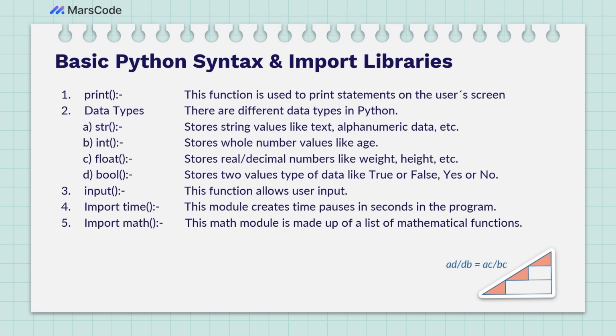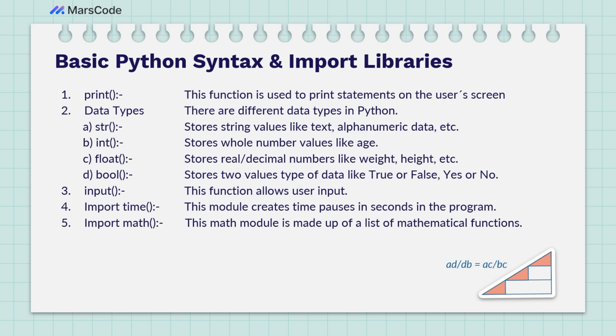We also have int, which is used to store whole numbers like age. Float, which is used to store real numbers or decimal numbers like weight or height. And then we have bool, which is also called boolean in some programming languages. It basically is used to store 2 value types of data, like true or false, yes or no, on or off. The third thing we're looking at is the input function, and that is very important because that's what you use to be able to ask for user input.